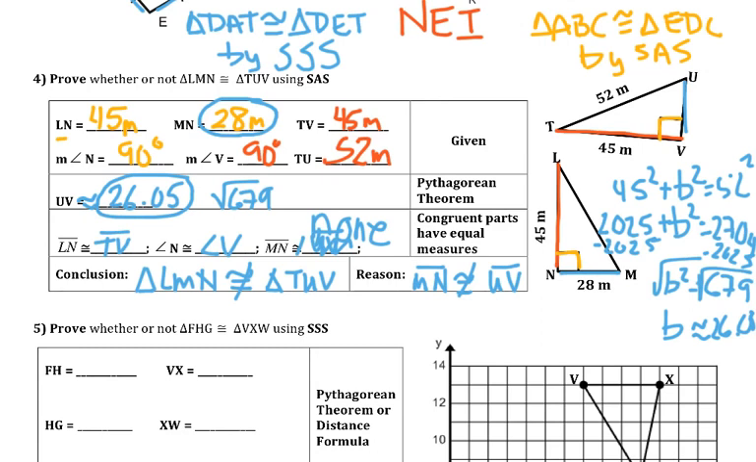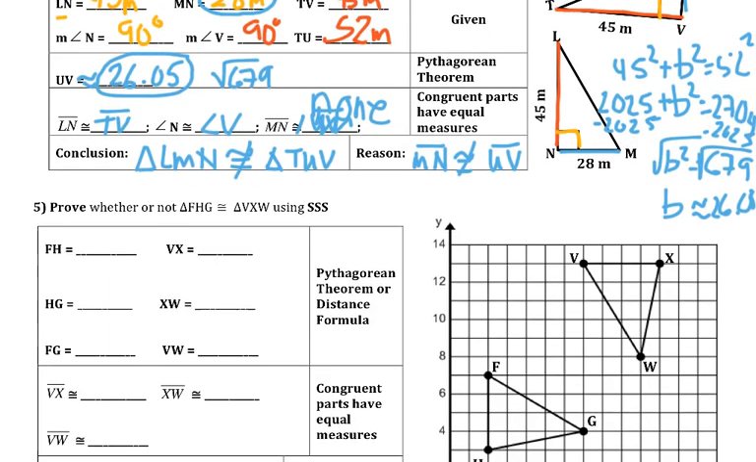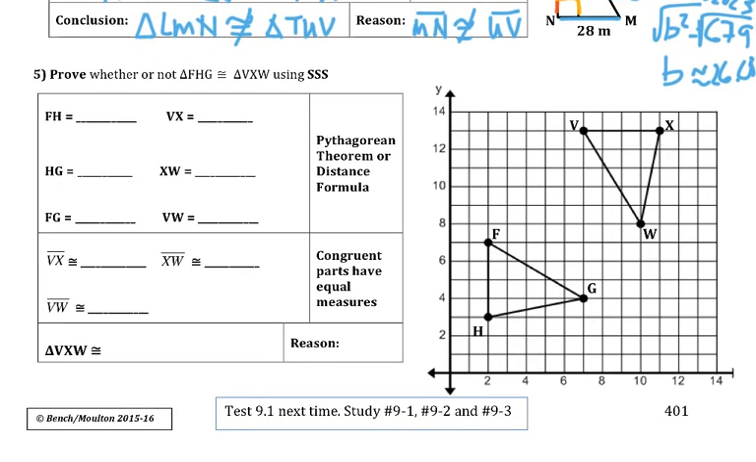So satisfying that we can prove that these are not congruent. Okay, number 5. Let's prove whether or not triangle FHG is congruent to triangle VXW using side, side, side.